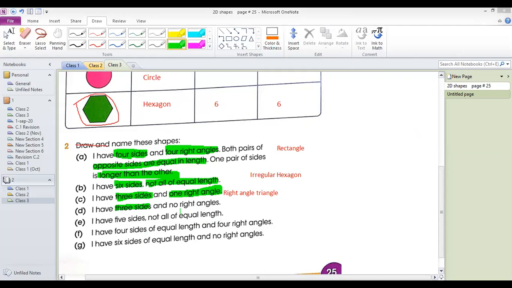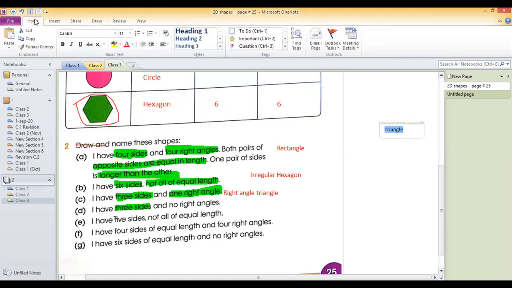Yes guys, so this is a triangle right here. This is a triangle.